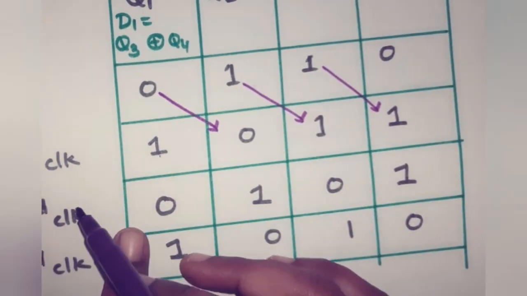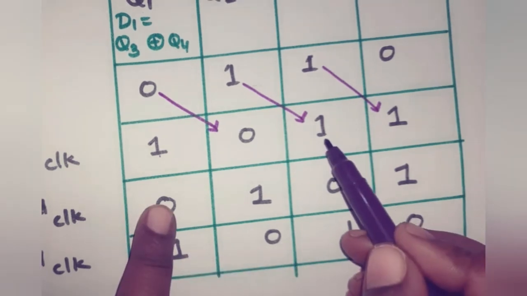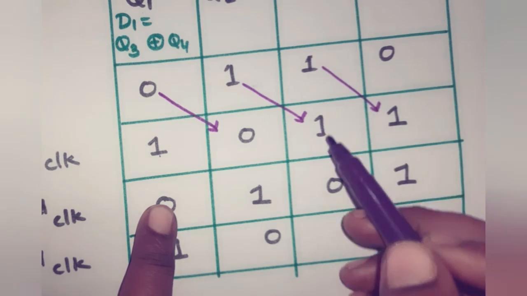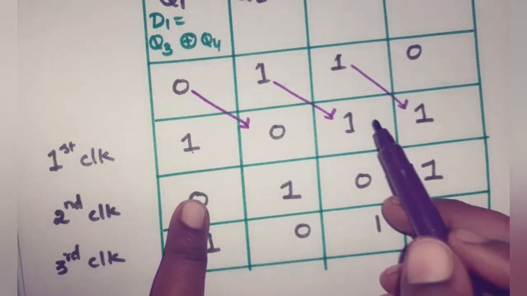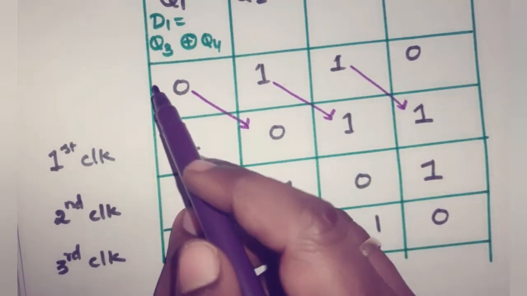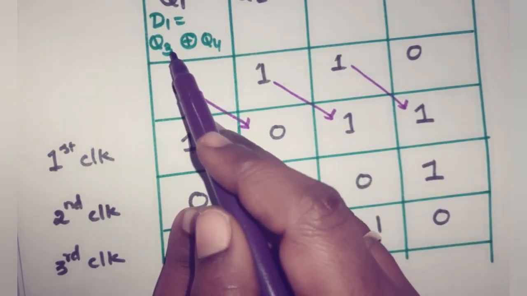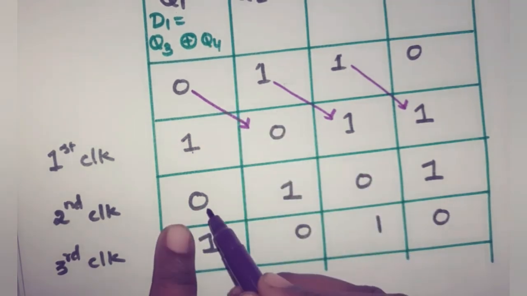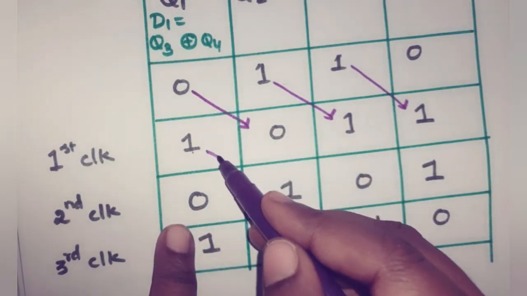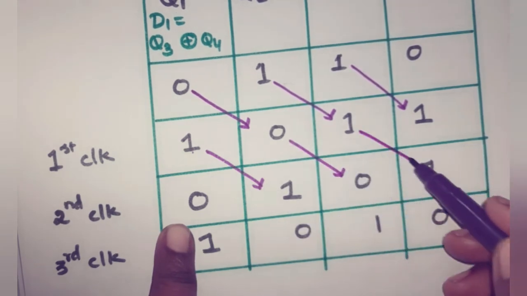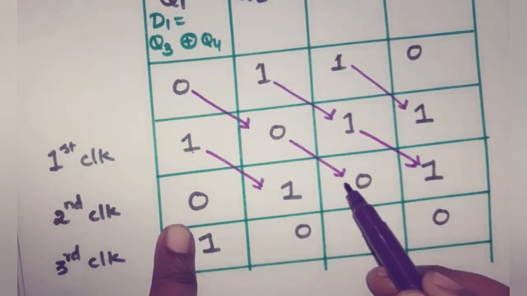During the second clock pulse, here Q3 is 1, Q4 is 1, and their exclusive NOR of 1, 1 is 0. Okay, so 0 is given as the input to the first flip-flop. So the output is also equal to 0. And this will be shifted to the right, this will be shifted to the right, and this will be shifted to the right. So 0 here, 1 here.